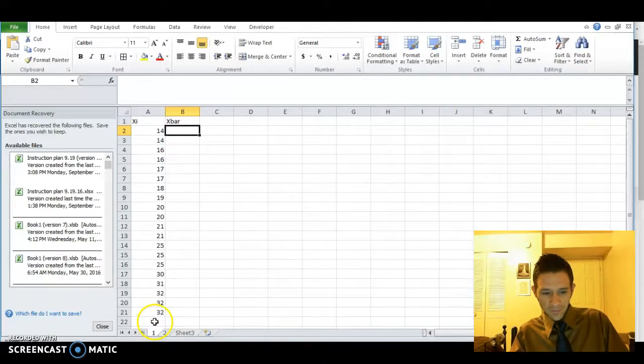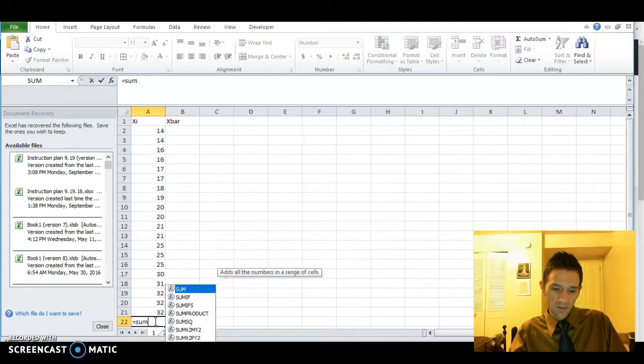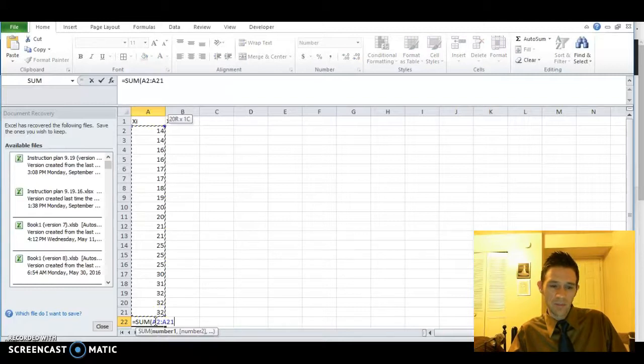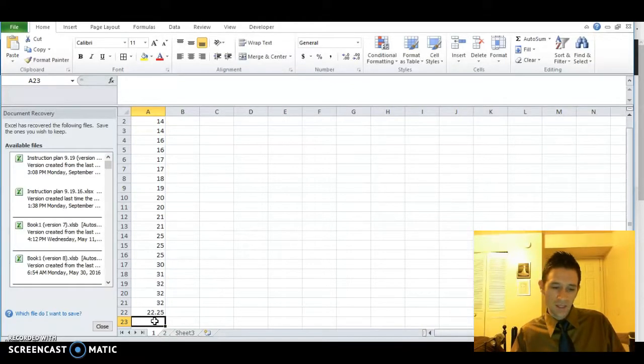Now, to find the mean, we add all of these up, so you probably remember. Then we divide by the total number of observations. In this case, it's 20. And we have 22.25. So that's our x bar.